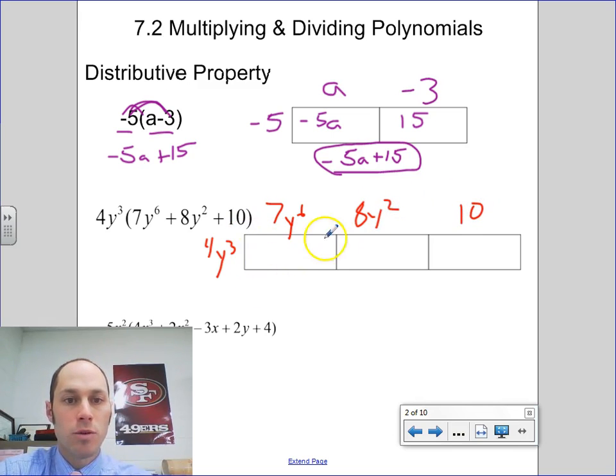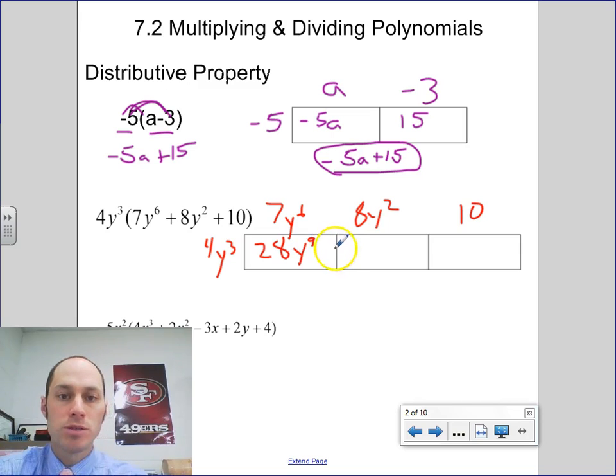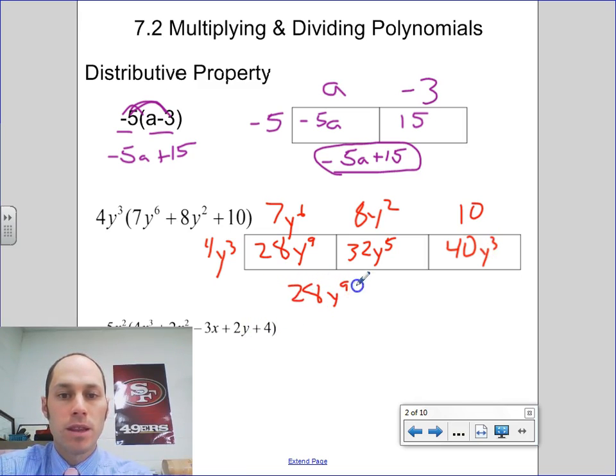So I multiply. 4 times 7 is 28. Y to the third times y to the sixth is y to the ninth. We add exponents when we multiply. 4y to the third times 8y squared is 32y to the fifth. And 4y to the third times 10 is 40y to the third. And then I can just combine all those. 28y to the ninth plus 32y to the fifth plus 40y to the third.